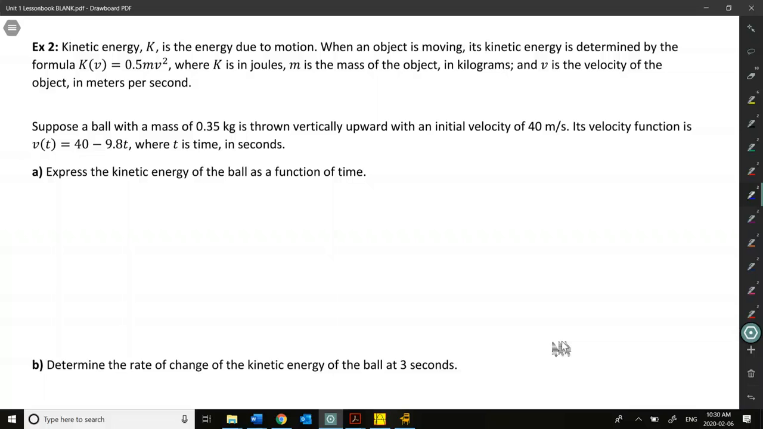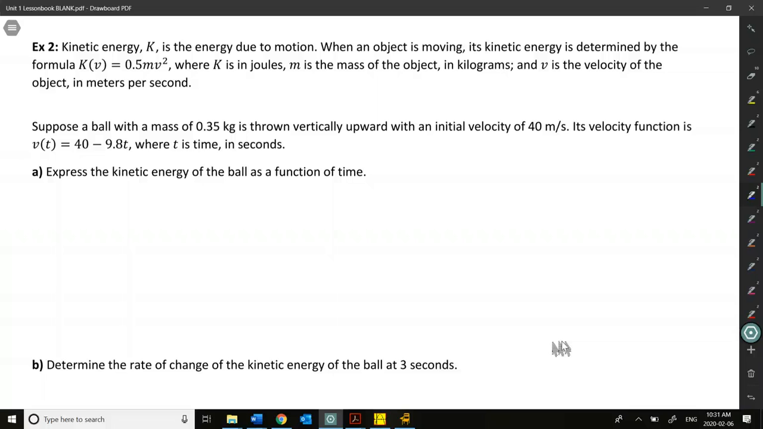So we're going to suppose a ball with a mass of 0.35 kilograms is thrown upward with an initial velocity of 40 meters per second. Its velocity function is the function v at t, where time is t in seconds. Express the kinetic energy of the ball as a function of time.